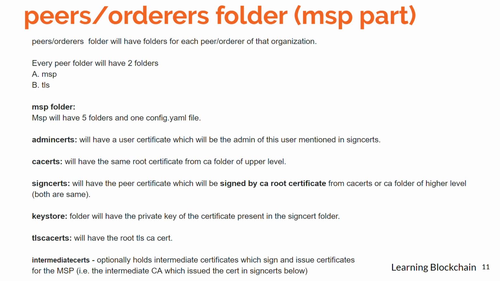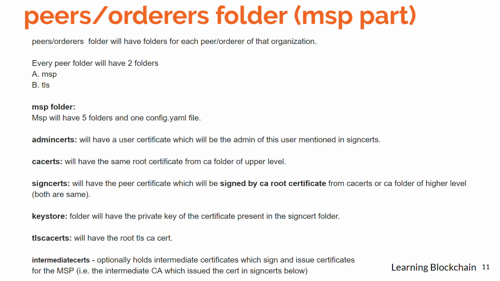Next is the TLS CA cert. It will have the root TLS CA cert. If you are using the certificate authority with TLS, meaning you have enabled the TLS option, then this TLS CA cert will be used to provide all the sign certs and so on for verification. Next is the intermediate cert.